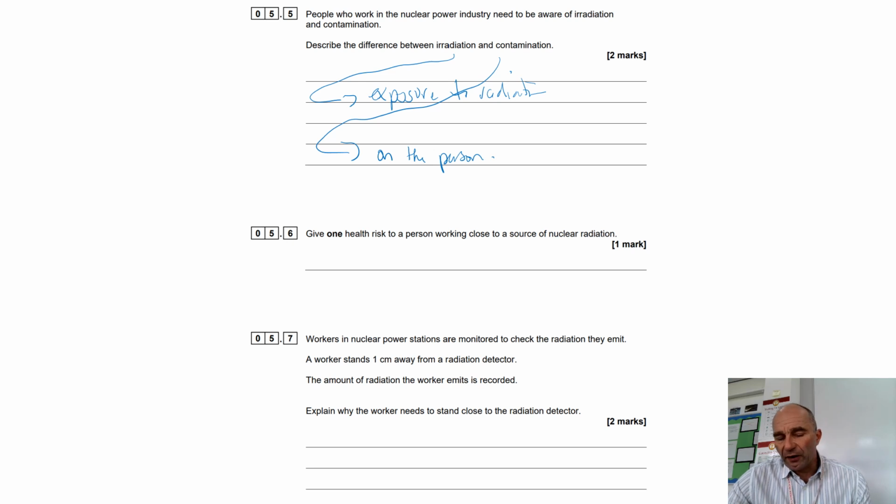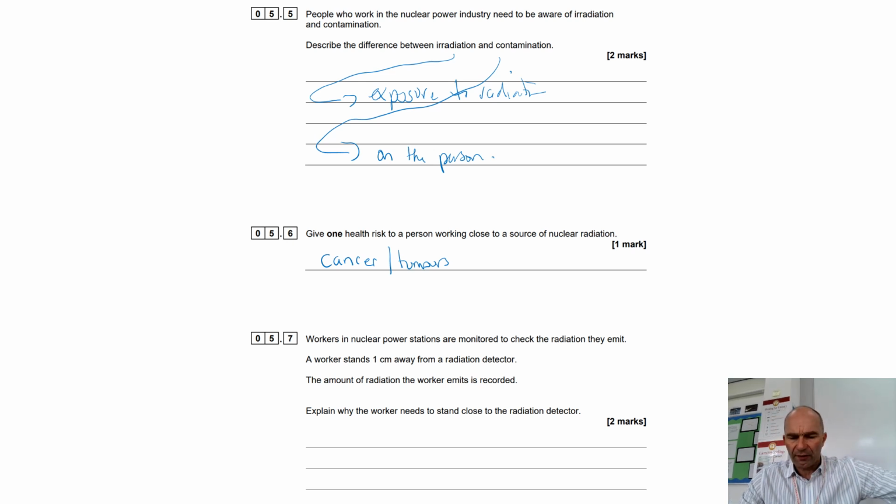Now 5.5, again, this is a very common question. Give one health risk to a person working close to a source of nuclear radiation. Go for cancer or tumours, that will get you the marks. You can talk about DNA or genetic mutations, damages, kills cells. You could also talk about radiation poisoning or radiation sickness. Just saying you could die is not an acceptable answer. So it needs to be a very specific answer. Best bet, go for cancer or causes tumours.